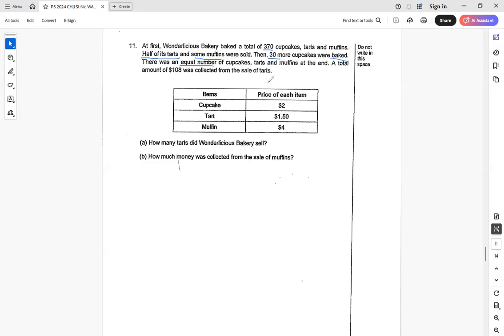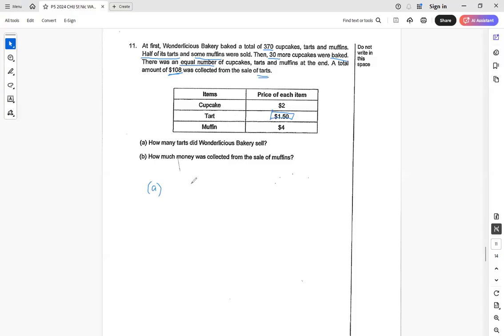So based on just the tarts, the money collected from the sale of the tarts is $108. For part A, they're asking how many tarts did Wonderlicious Bakery sell? Remember, the question says only half its tarts were sold. And the money collected from the tarts is $108. So to find how many tarts the bakery sold, we just take the total money divided by the price of 1 tart. We can know how many tarts were sold.